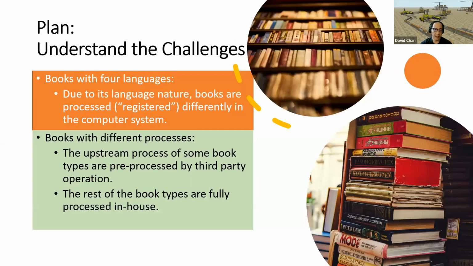And what are the challenges that we face under this problem statement? Number one, we have books in 4 different languages. Due to the language nature, books are being registered or processed in a different kind of computer system or management system. So when they are processing maybe Hindi books or Tamil books, they have to make use of one system. English is another system. Chinese will be another system.